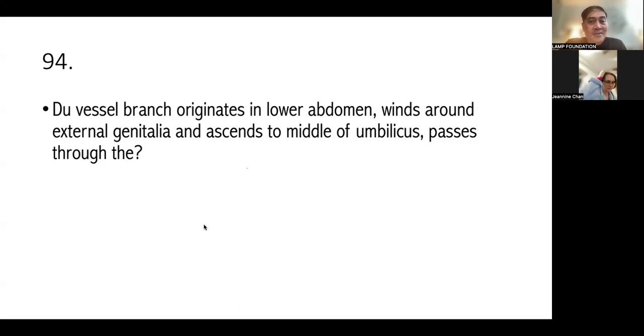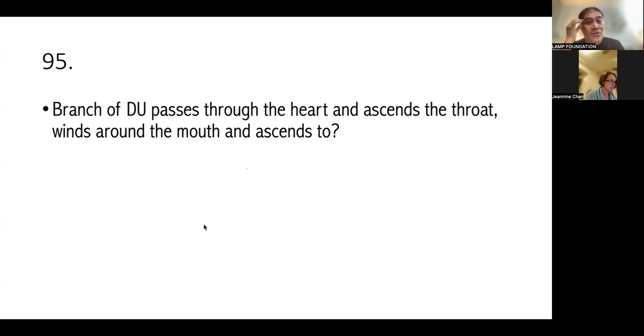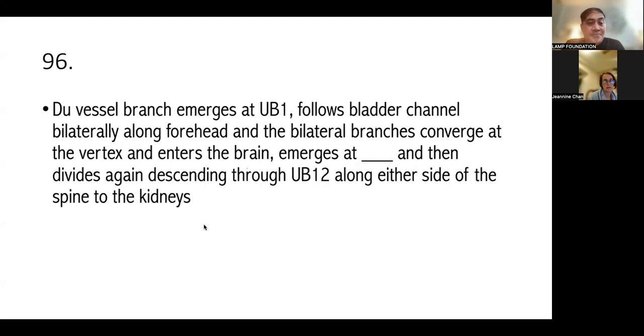Tapusin na natin to. So, let's go to number 95. Passes through the heart and ascends through the throat, winds around the mouth and ascends to the middle of the eyes, below the middle of the eyes. This is the reason why some people, okay, nag-i-improve. By the way, what's the color of the kidney? How would you know if someone has kidney issue just by looking at the face? The color of the kidney is black, no? Yeah, black. Yung mga grabe yung mga eye bags. There are those who are born with it already.